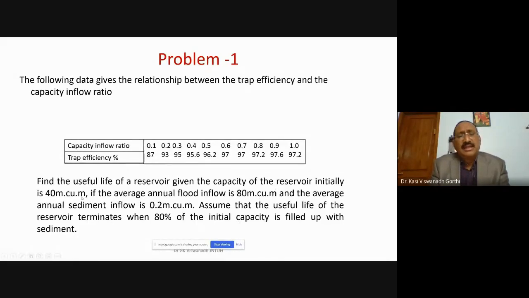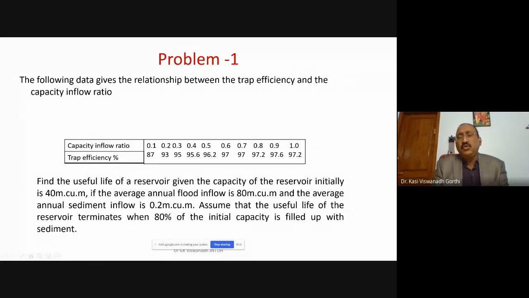Now the doubt is, the capacity is 40 million cubic meters, how can it accommodate 80 million cubic meters? The meaning is that this 80 million cubic meters is not coming in 1 day, it is coming in a period of 1 year, annual. So in the process, some water will be stored in the reservoir, some water will be let off to the downstream requirements, some water will be let off for various other purposes for which the reservoir is intended. So in 1 year, though the capacity is 40, you will be able to get a total inflow of 80 million cubic meters. And the average annual sediment inflow is 0.2 million cubic meters.